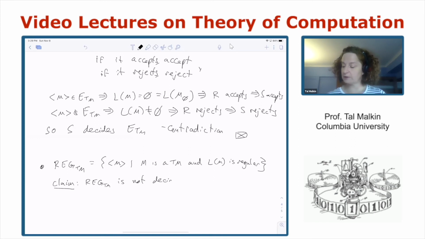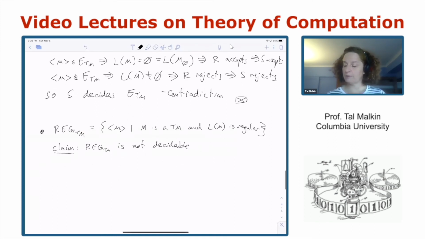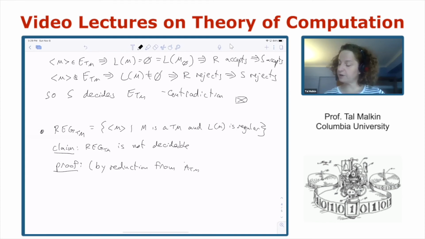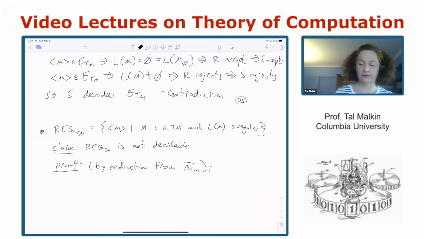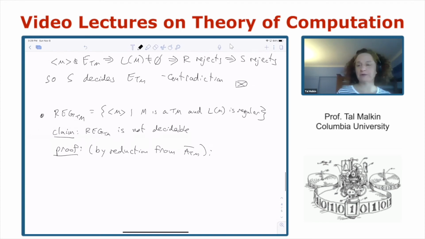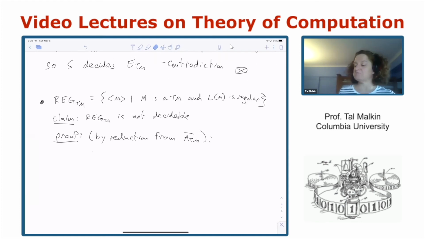And I will show it by reduction using the technique we saw so far. I'll show it by reduction from ATM complement, just for a variety. In the textbook, it's shown by a reduction from ATM, which is slightly different than the reduction I will show. But I'll do it by reduction from the complement of ATM, which, by the way, we also know is not decidable, right? We've shown, in fact, that it's not recognizable. We've shown in previous lectures, and we'll get back to it later. Okay, so what will I do?